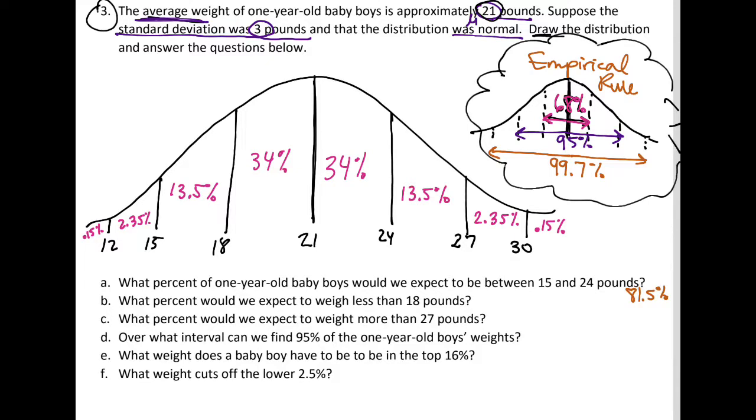81.5%. Okay, so now what percent will we expect to weigh less than 18 pounds? So I'm just going to go to the 18. Less than would be that way, everything that way. So here's my 18 line. Everything less than that. So that means I need to add up every percent that's below that 18 line. And if you do that, you will get 16%.